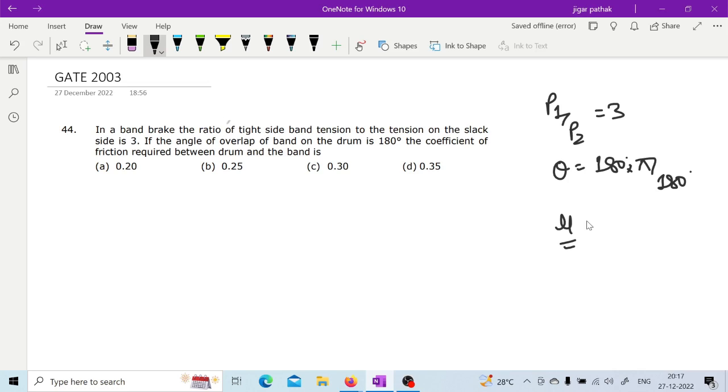So what is it? 0.35? Okay, let me check. Yes. Everyone of you is getting this 0.35? Yes, sir. Okay, because it is simple, right? This P1 by P2 is equal to e raised to mu theta. This 3 is equal to e raised to mu into pi, right?